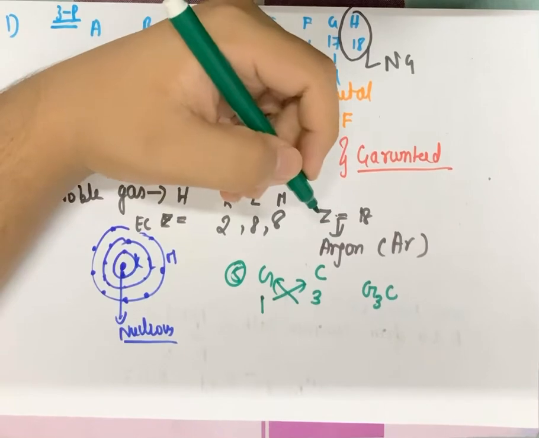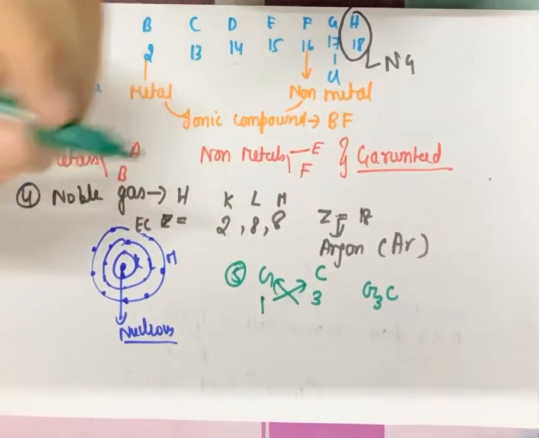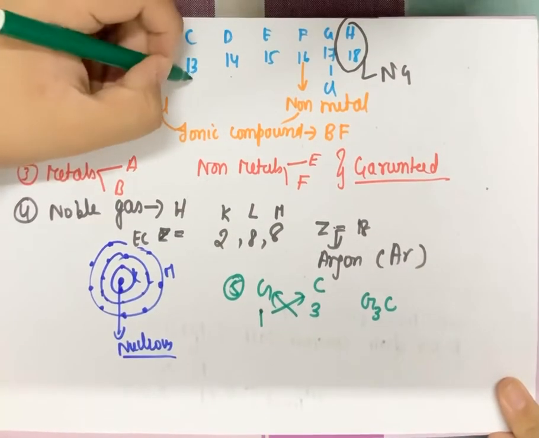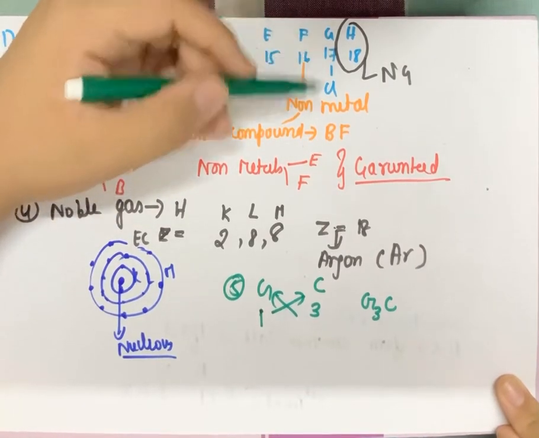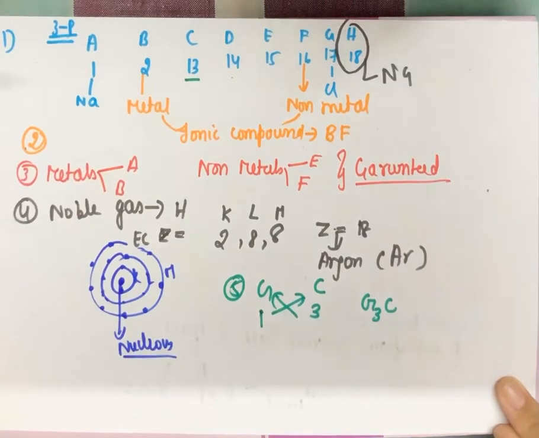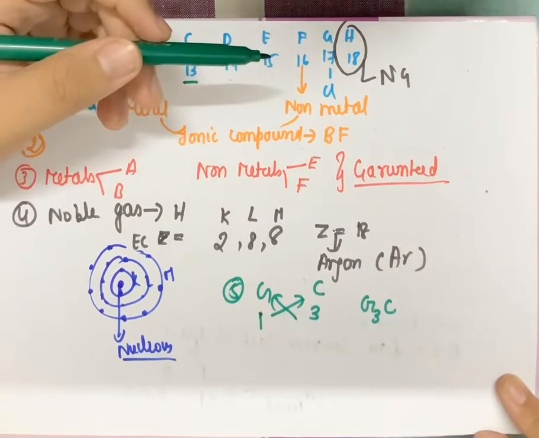Okay, is that fine? But there is one error here. C is a metal, which can be observed here. Group number 13 is always a metal, whereas G is group number 17, and group number 17 is a non-metal. Okay, group number 17 is a non-metal, always the halogen group.